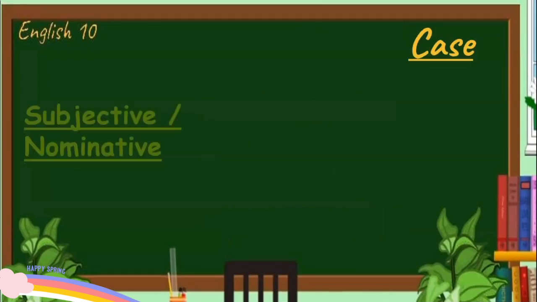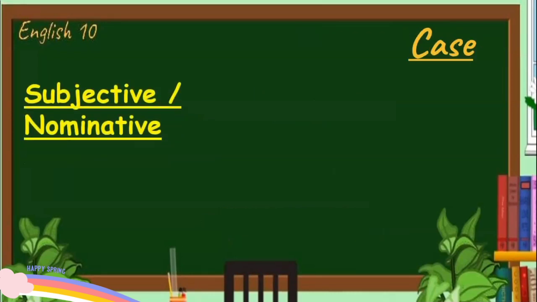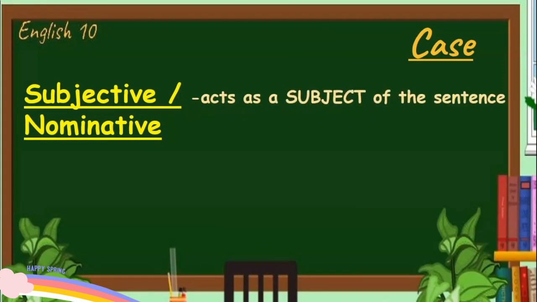Subjective is also called nominative. From the term itself, it acts as a subject in a sentence. So when you use a pronoun as your topic or as your subject, the case of that pronoun is subjective or nominative. Let us use pronouns under subjective case.